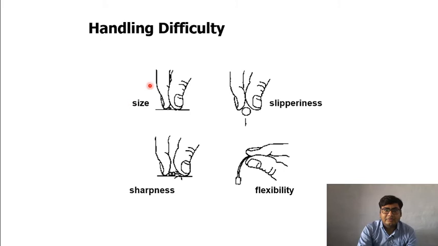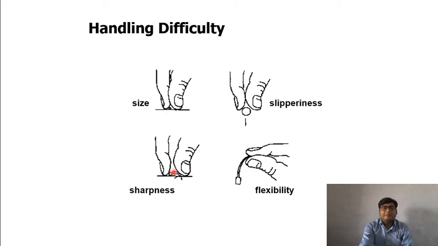Then we need to consider the size of components and their shape so that we can handle them easily, so that the worker can easily pick up the part and make an easy assembly. If its size is too small, it will be very difficult to pick up, because there is a limited amount of shapes that we can pick up.